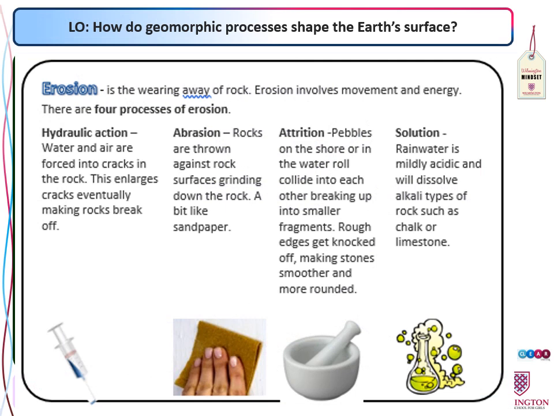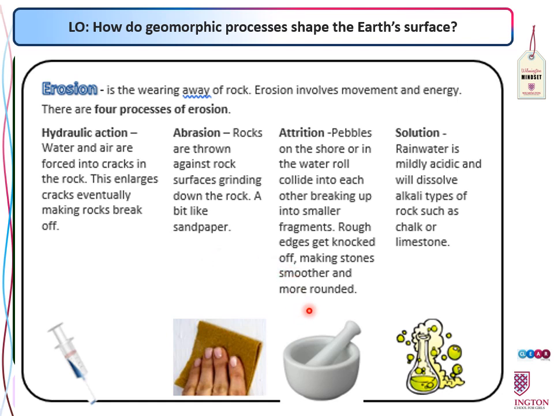Let's then have a quick look at a summary of the four erosion processes we have. Hydraulic action, which was the water and air forced into the cracks, they get bigger and then they break off. You have abrasion. Abrasion is when rocks are thrown against rock surfaces and it causes the grinding down of the rock surfaces. It's a bit like sandpaper erosion.